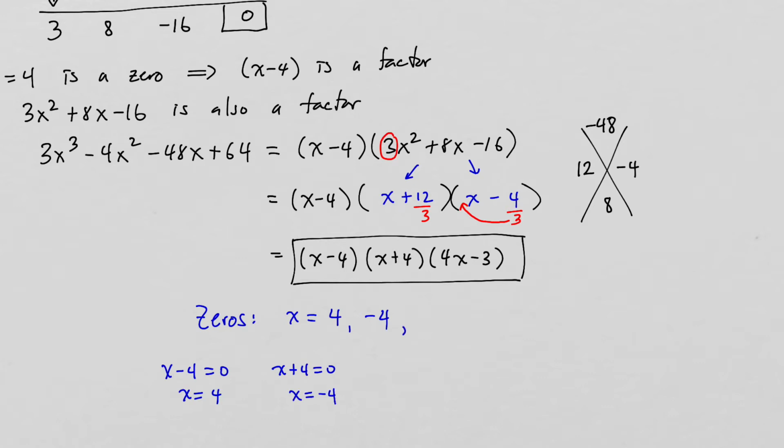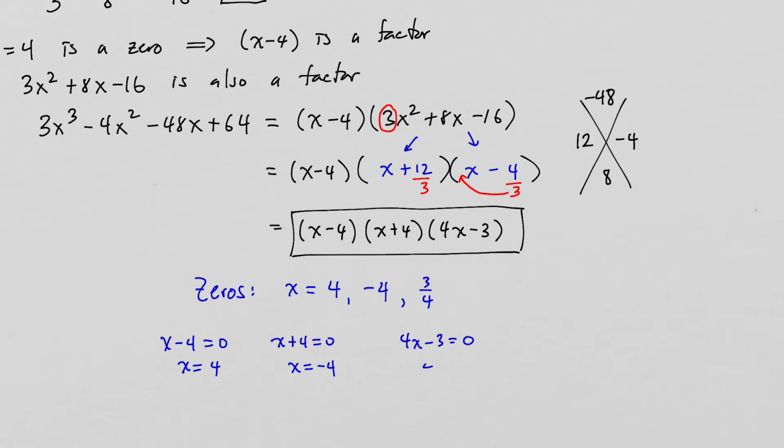And finally, the last zero is positive 3/4, and this is because when you set 4x minus 3 equal to 0 and solve this equation, first you add 3 to both sides, and then you divide by 4, and you get 3/4. So when you know the factorization, you also know the zeros. They are very, very closely related to each other.